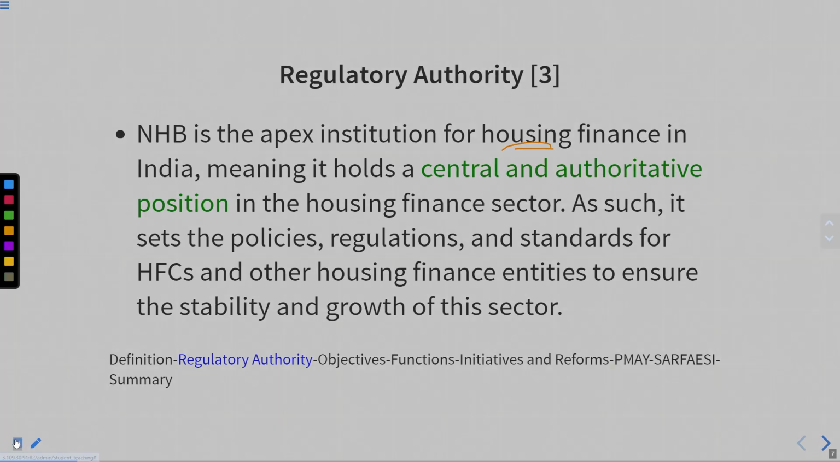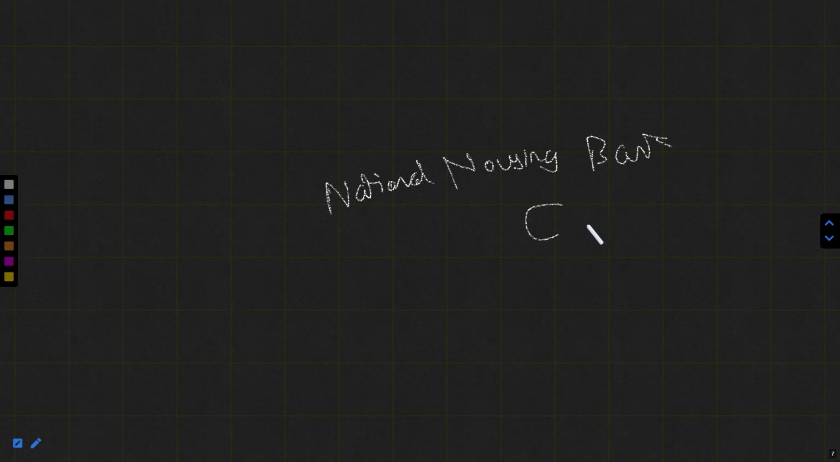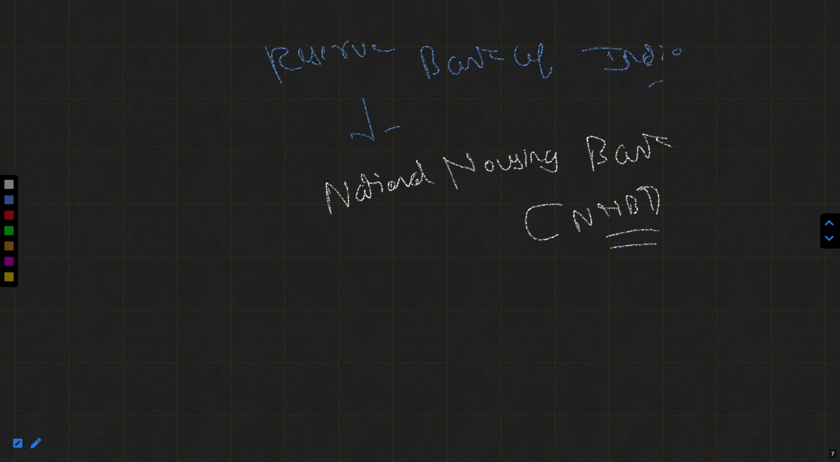Okay. However, most of you will counter me, or maybe countered me. You can say, the National Housing Bank, or we call it NHB, is basically under the Reserve Bank of India, right? Or RBI, you can say. So if it is under the control of the Reserve Bank of India, then how do I say that this is an apex body and no organization comes above it?